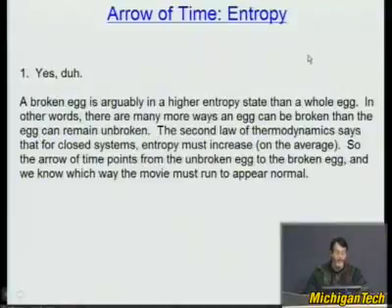Yes, duh. But it's a profound duh, so you don't feel too bad. A broken egg is arguably in a higher entropy state than a whole egg. In other words, there are many more ways an egg can be broken than an egg can remain unbroken. The second law of thermodynamics says that for closed systems, entropy must increase on the average. So the arrow of time points from the unbroken egg to the broken egg, and we know which way the movie must run to appear normal. So we finally found a movie you can watch, but it doesn't appear to involve individual particles interacting with microphysics.